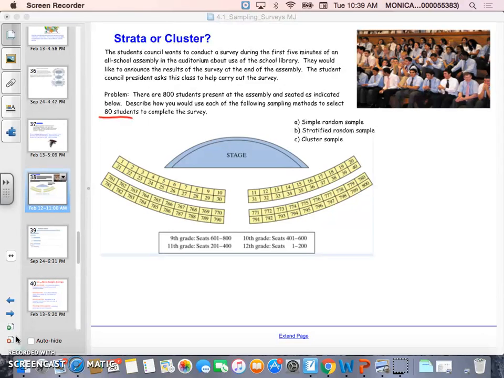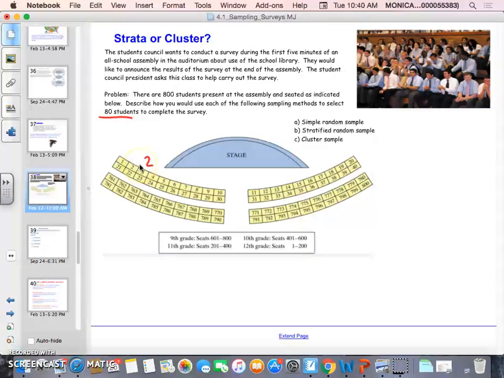There are 800 students present at the assembly, and they're seated as indicated in this table right here. 9th graders are in seats 601 to 800. 11th graders are 201 to 400. 10th graders are in seats 401 to 600. And 1 to 200 are the seniors. So I can see here that this would be 12th graders.